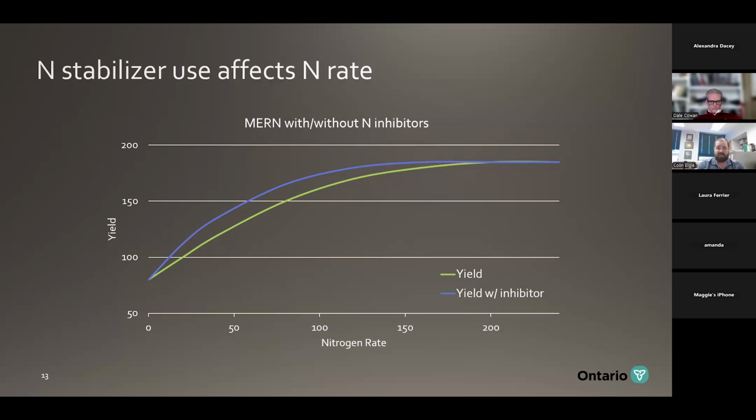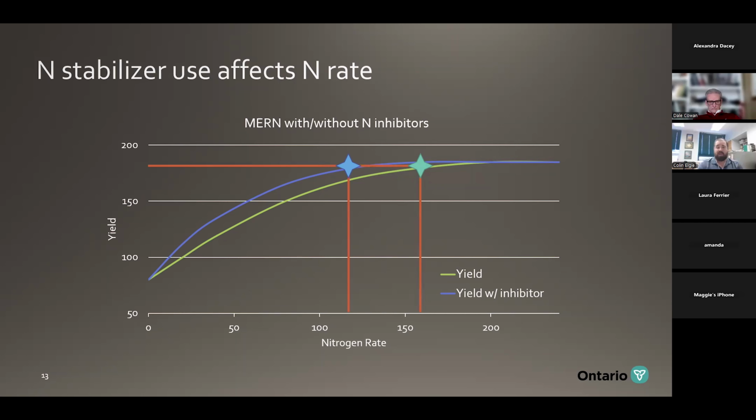And so we can see that it still plateaus at that same level once we get to a relatively high rate of nitrogen, and it's still at zero nitrogen. It doesn't affect the yield, obviously, because we're not applying nitrogen, but it's that middle ground where we can see there's an increase in that yield. And really, if we look at the maximum economic rate of nitrogen, we can see that when we're using that inhibitor, assuming there's potential for loss, we can actually decrease our maximum economic rate of nitrogen.